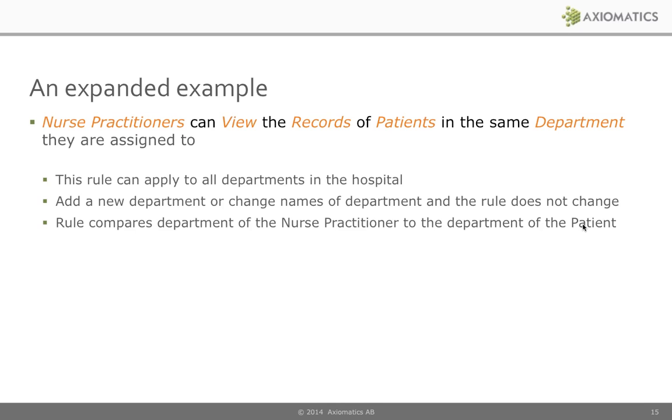And then what I often do is take that example from the NIST paper and then expand it and make it a little more generic and say in this case that nurse practitioners can view records of patients in the same department they are assigned to. And you can start to get a flavor for how flexible these rules can be designed, because now it can apply to all departments in the hospital system. You can add a new department or change names of those departments, and your rules don't have to change because we're just doing comparisons again based on variables.